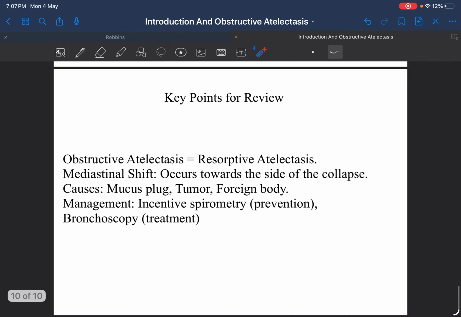Now let's go through the review. We have obstructive atelectasis, which is equal to reabsorptive atelectasis. Then we see the mediastinal shift. This is an important point to remember, that as I've mentioned over here, it occurs towards the side of the collapse. Causes could be mucus plug, tumor, foreign body. Management you can also remember: incentive spirometry, I have seen one question where this was the answer, and bronchoscopy for the treatment, while incentive spirometry is for prevention.